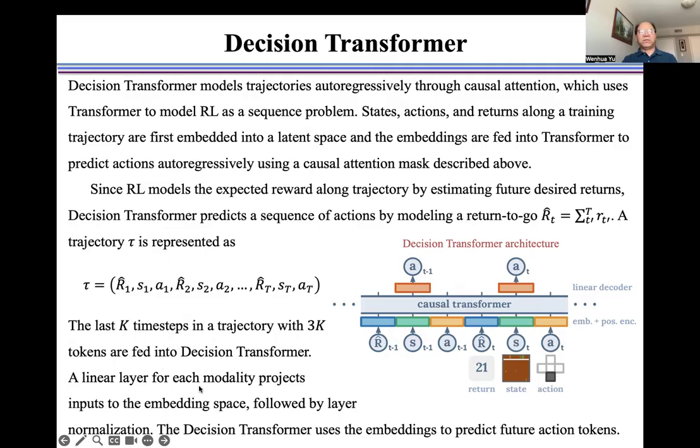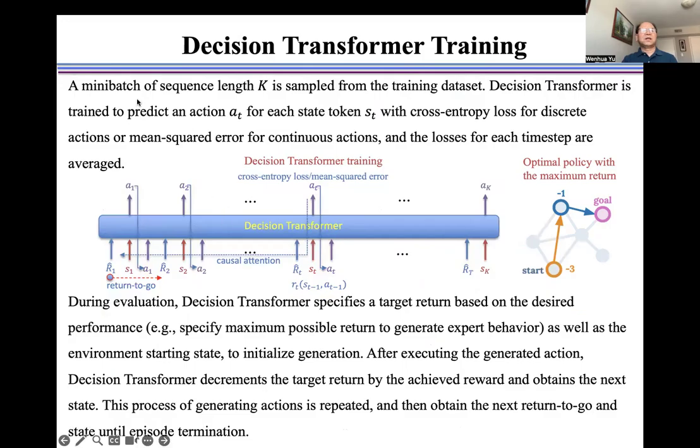A linear layer for each modality projects inputs into the embedding space, followed by a layer normalization. The decision transformer uses the embeddings to predict future action tokens. A mini batch of sequence length K is sampled from the training dataset. Decision transformer is trained to predict the action a_t for each state token s_t with cross entropy loss for discrete actions, or the mean squared error for continuous actions.